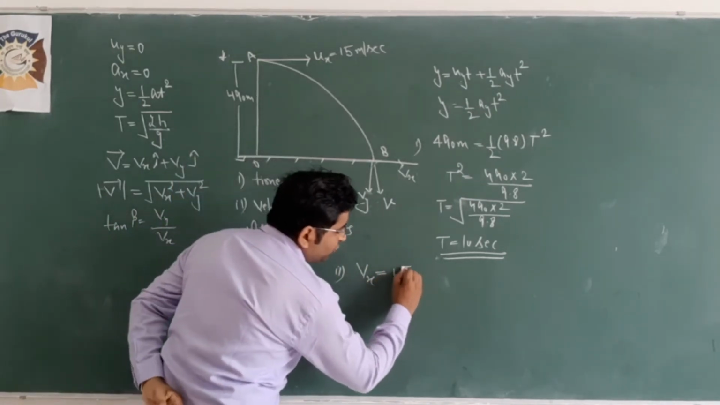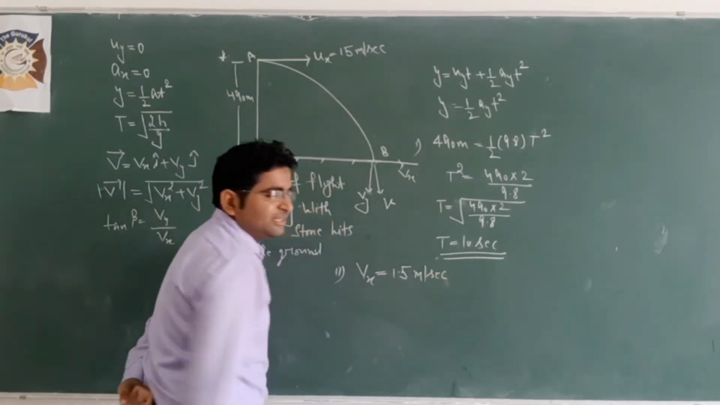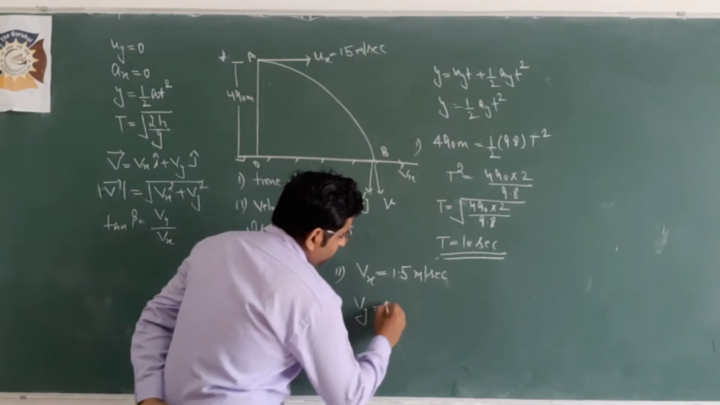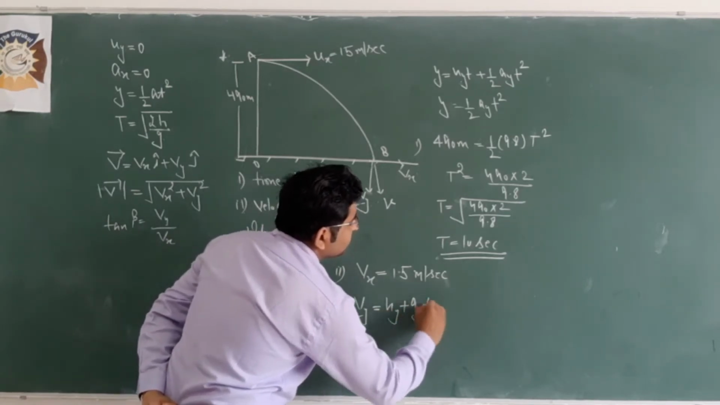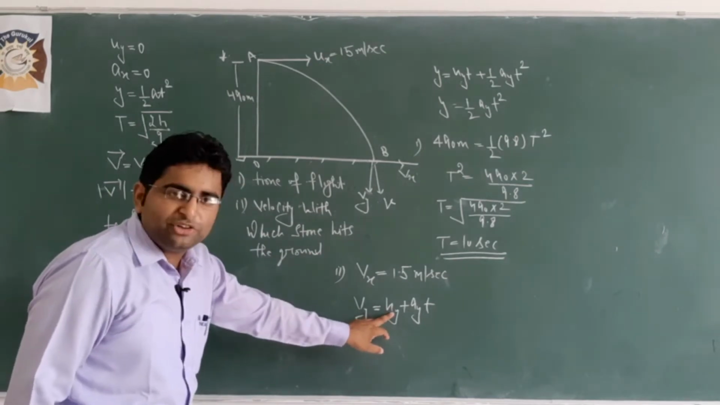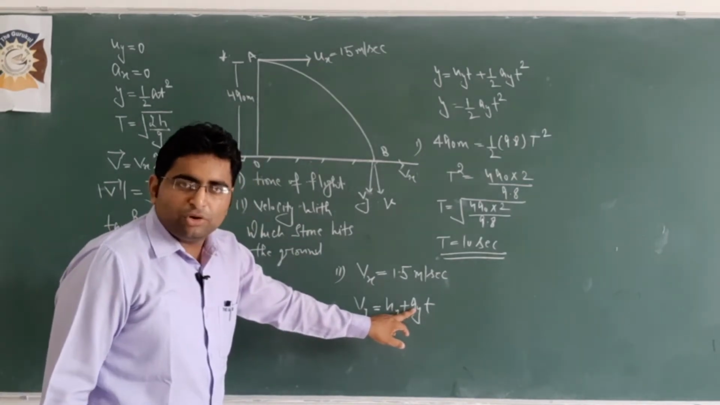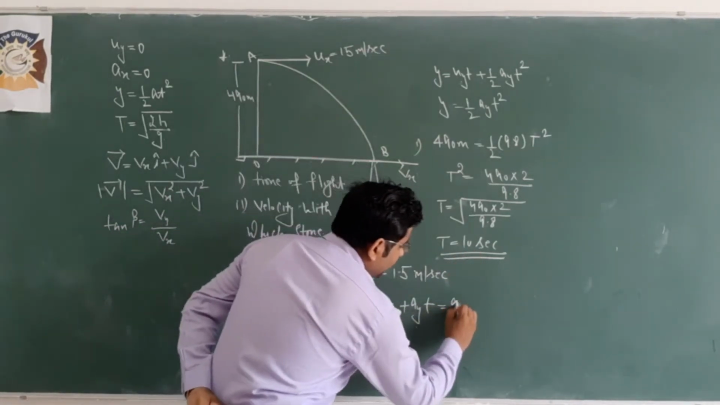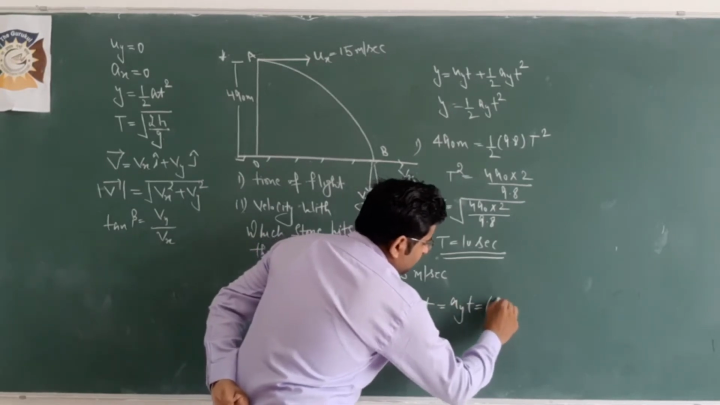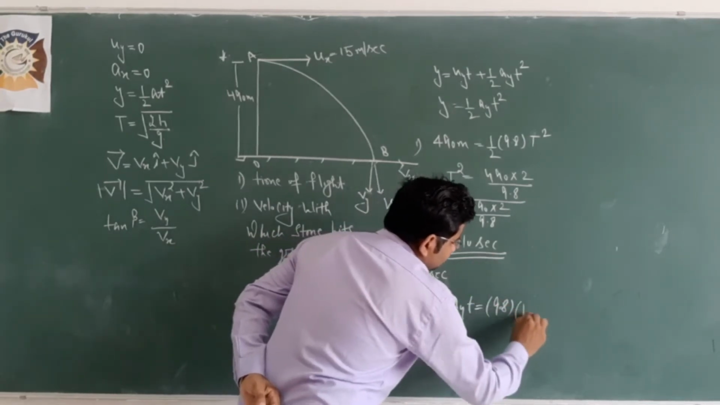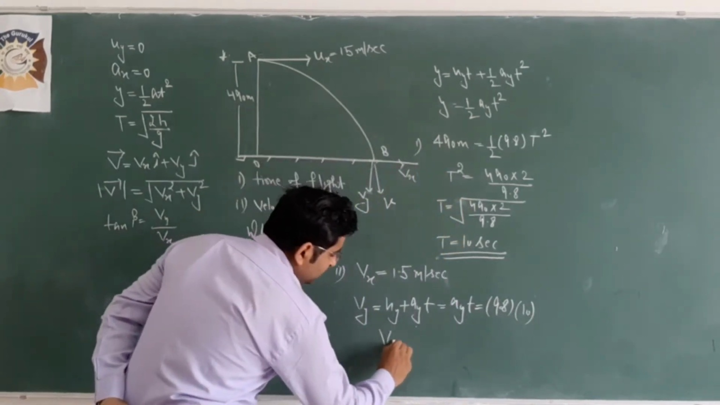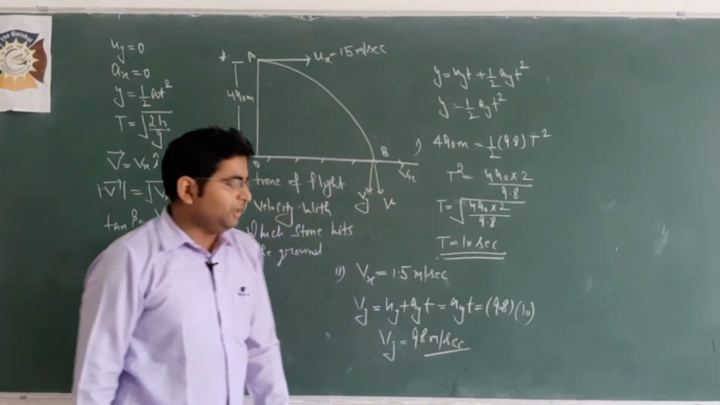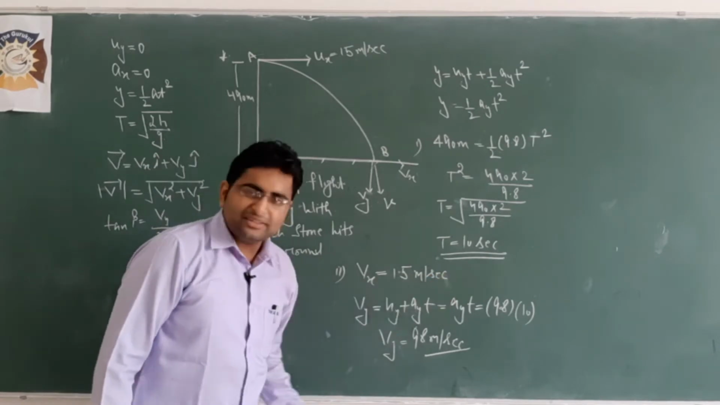So vx is equal to 15 meter per second. Second, vy. Beta, vy is equal to ui plus ayt. Okay beta, ui is equal to 0, ay is small g, and t, the time of flight, we have 10. So beta, it is equal to ayt, g into capital T, that is 10. So the value of vy is equal to 98 meter per second. Clear? And vx is 15 meter per second.